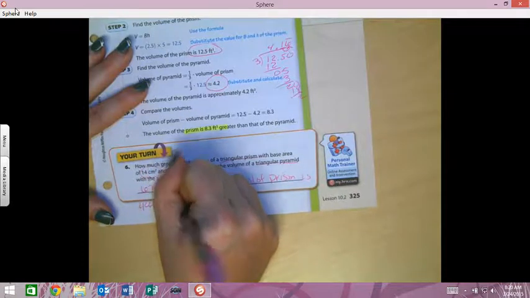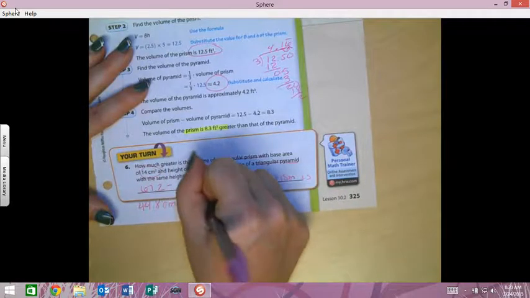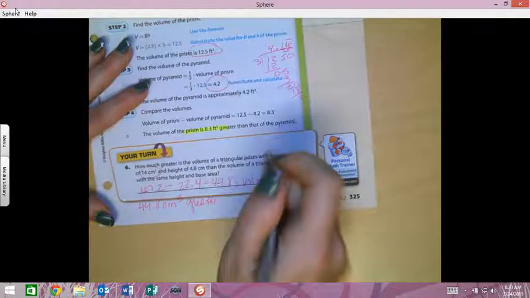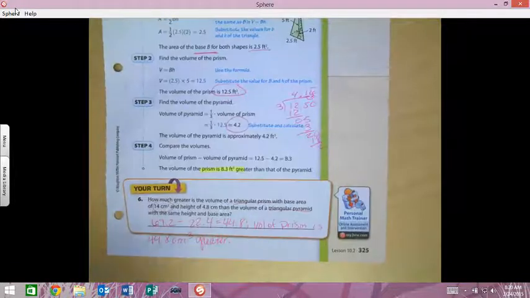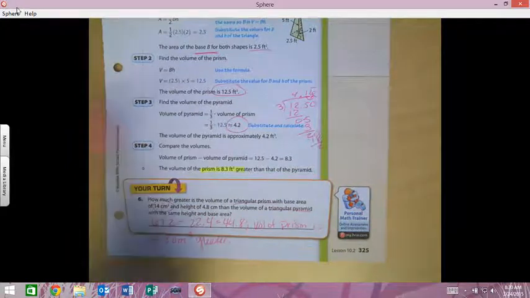Okay, so all you're doing, guys, is picking out the numbers that you need in order to help you fill in the formula and solve it out.